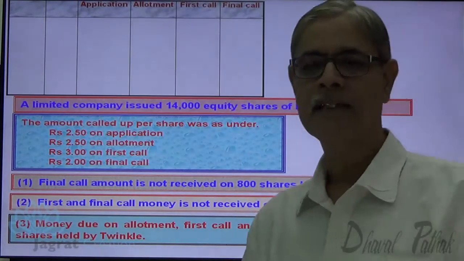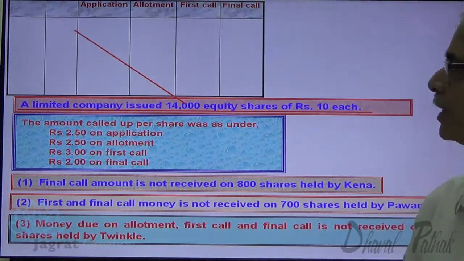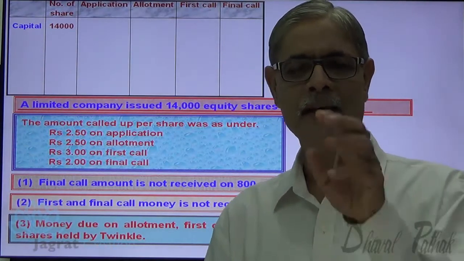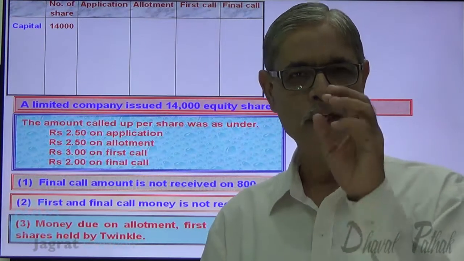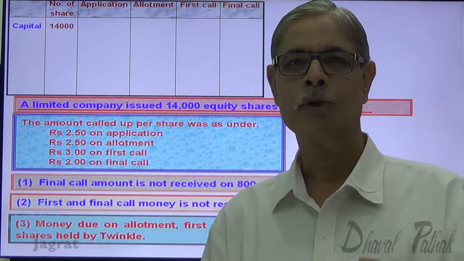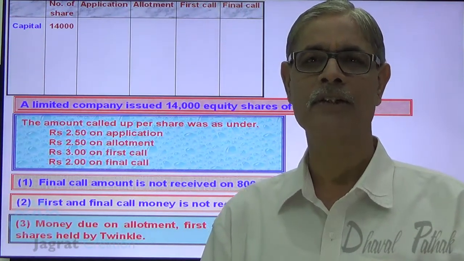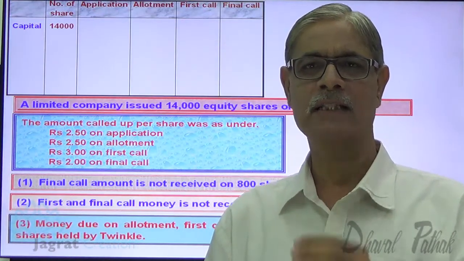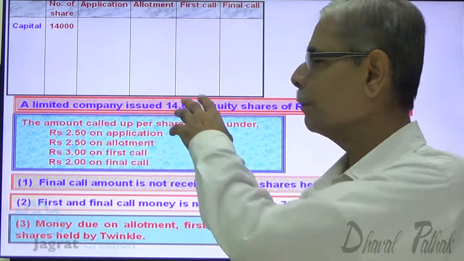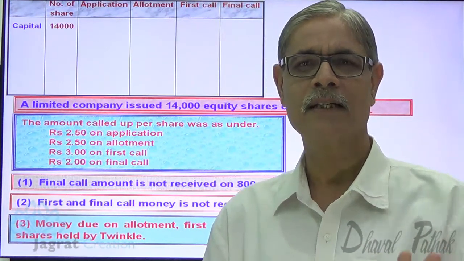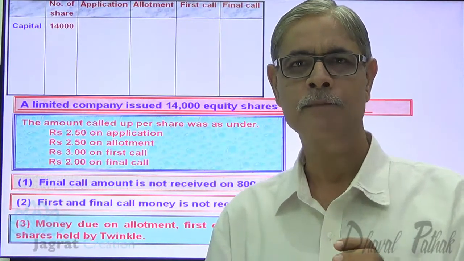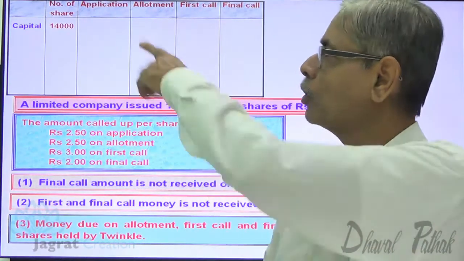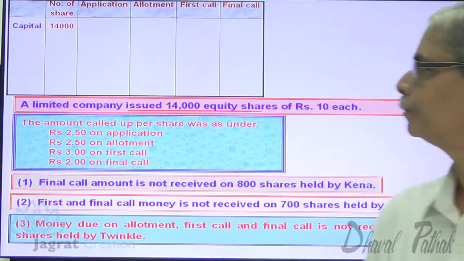A limited company has issued 14,000 equity shares of ₹10 each. So capital issued 14,000. As you are asked only forfeiture and reissue entry, you are not given the details about the applications received. So we presume that we have received application for the shares that we intended to issue. But this information is not necessary because we are required to write only forfeiture entry, reissue entry and transfer to capital reserve. So 14,000 capital that has been issued.